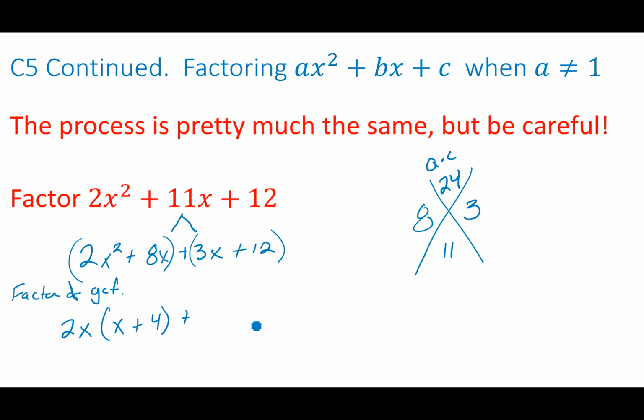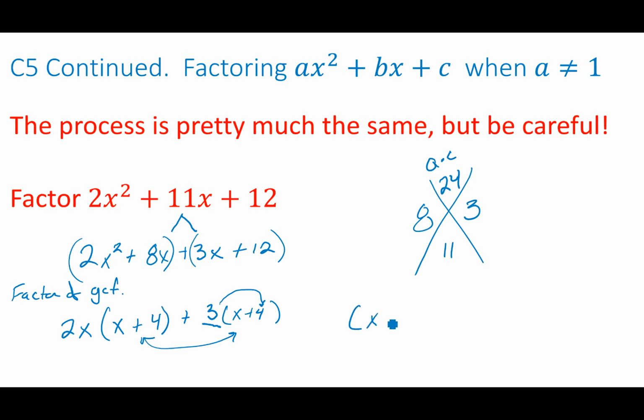Now I want to look at this one. I want to come up with another one. 3x plus 12. Well, these parentheses have to be the same. So this is going to be x plus 4 and x plus 4. They have to be the same. So now I'm kind of working backwards. x times what will get me 3x? Well, that would be 3. And then I can do a quick check. 3 times 4, yep, that does equal 12. So I'm good. So now I have 2x times x plus 4 plus 3 times x plus 4.